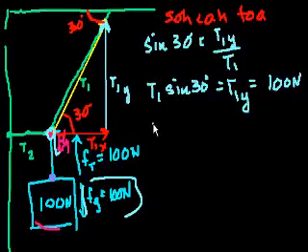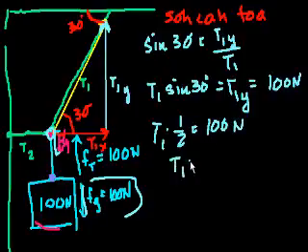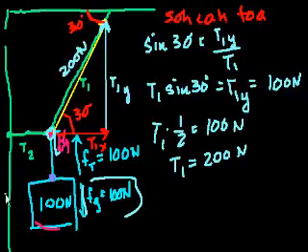Given that, we can now solve for the tension in this first wire, because we have T1. What's sine of 30? In case you haven't memorized it, sine of 30 degrees is 1/2. So T1 times 1/2 is equal to 100 newtons. Divide both sides by 1/2, and you get T1 is equal to 200 newtons.